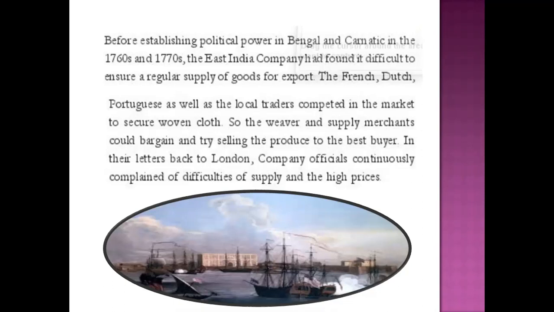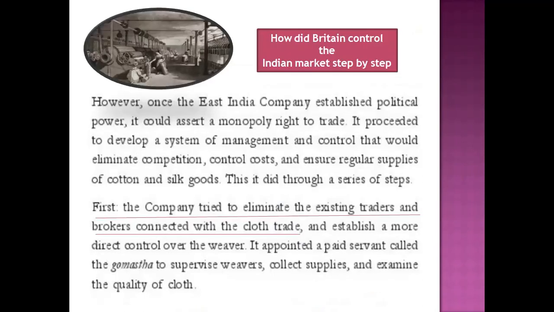But in letters back to London, the company officials continuously complained to their government that this power should not be in the other hand. The Indian market should be controlled by Britain. They were forcing the government to create such a law.